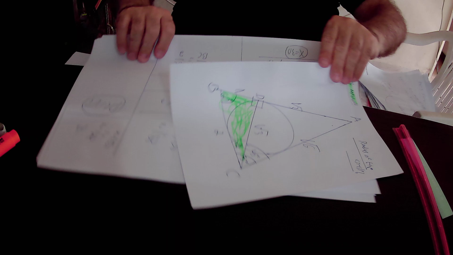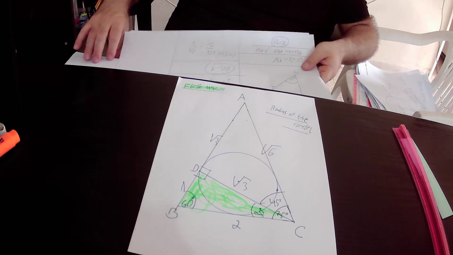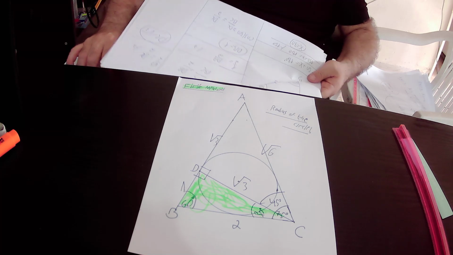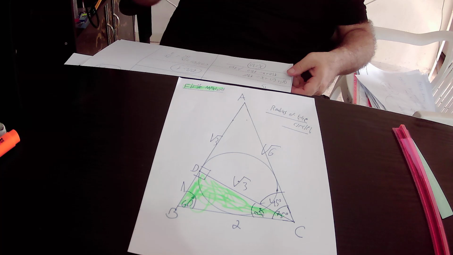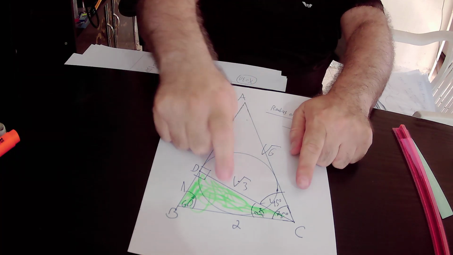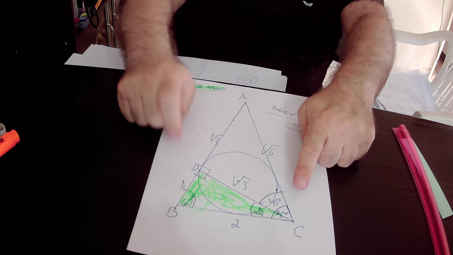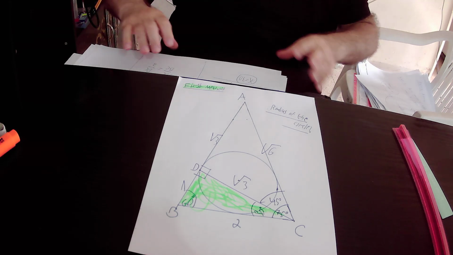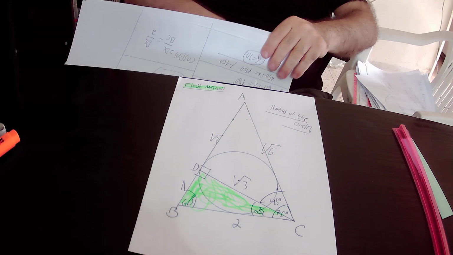So in the drawing we have triangle ABC, and inside triangle ABC we have a circle. The circle is inscribed by triangle ABC. Side BC equals 2 units, angle ABC equals 60 degrees, angle ACB equals 30 degrees. And our mission is to find out the radius of this circle that is inscribed by triangle ABC.